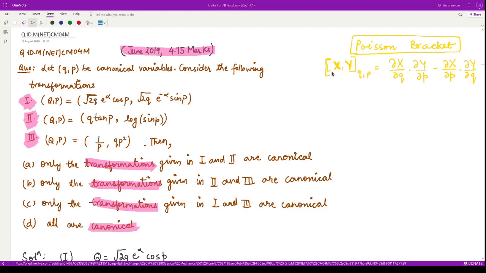So here there's a property which states that if we take the Poisson bracket for the canonical variables, whether we take it to be capital Q and P or the old coordinates, small q and p, it comes out to be 1, because the Poisson bracket remains invariant under transformation. If this is true, then we say that our transformation is a canonical transformation. So this is the result. We just have to compute this quantity for the given transformations. So let us see how.